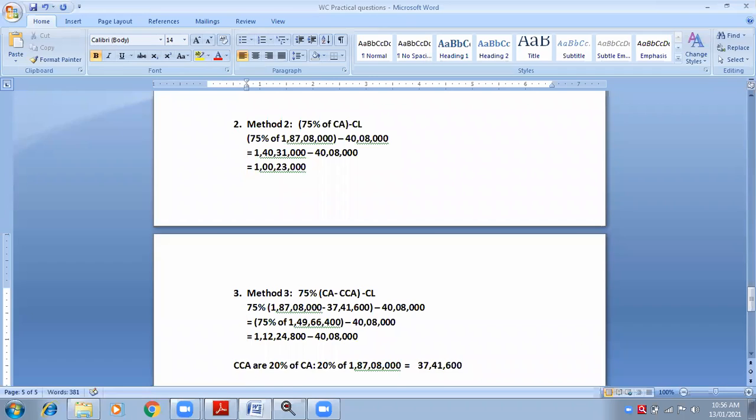So what will be your final answer? Ma'am, 72 lakhs 16,800. 72 lakhs 16,800. This is your final answer of method number 3.